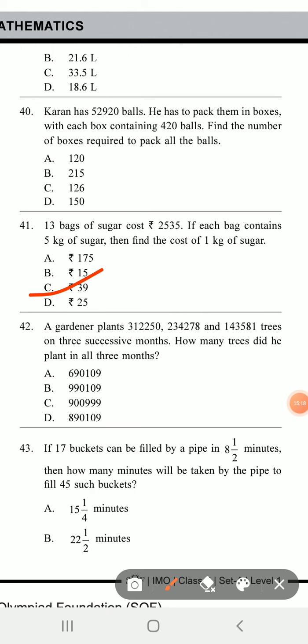First divide 2535 by 13, you get a value. This is the money needed for 5 kg of sugar. So how can you find out 1 kg of sugar? Divide that value by 5, you can get the answer.